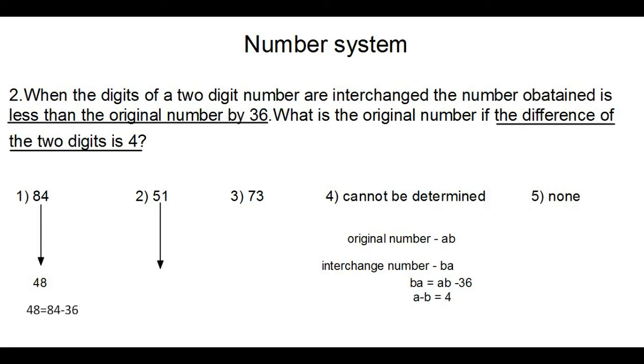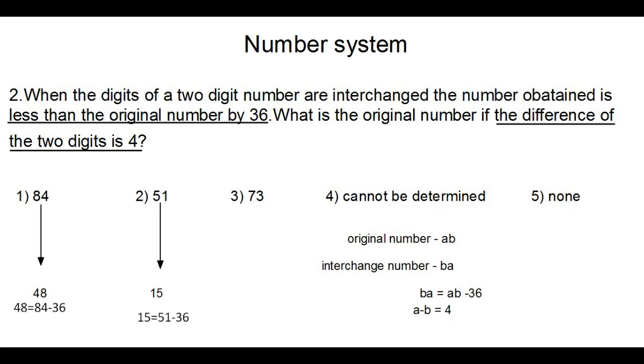Now if you look at option number 2, that is 51, here again the difference between the two digits, 5 minus 1, is equal to 4 as given in condition number 2. So option 2 satisfies one of the conditions. Let us see whether it satisfies the second condition or not. So if we interchange the digits, 51 becomes 15. And 15 is again 36 less than 51. Why? Because 51 minus 36 is equal to 15. So even option 2 satisfies the second condition. That is, BA is AB minus 36. So option 2 as well can be the correct answer.